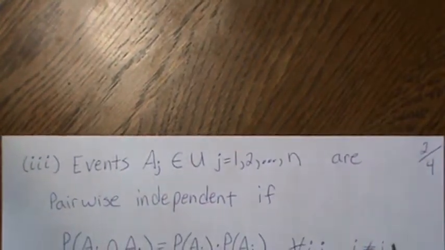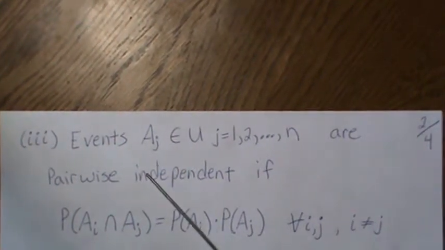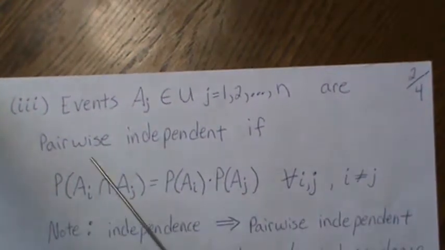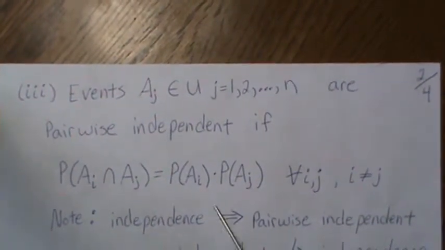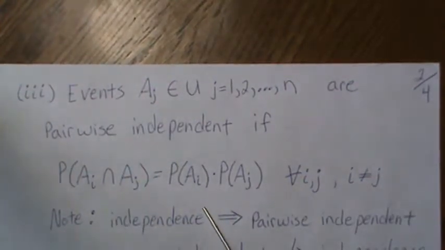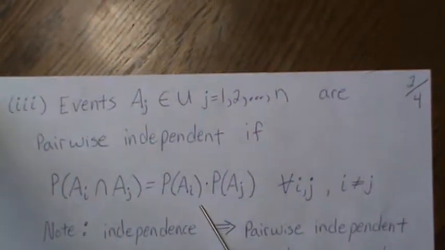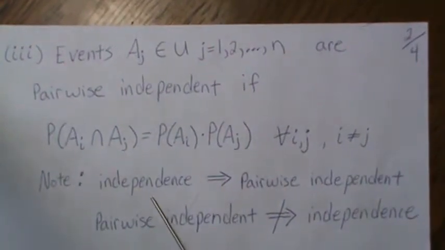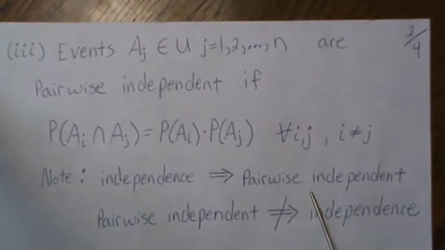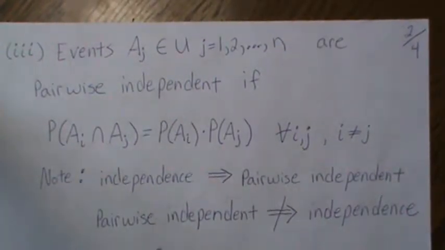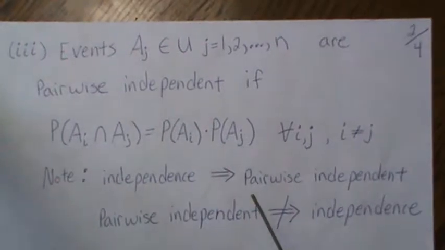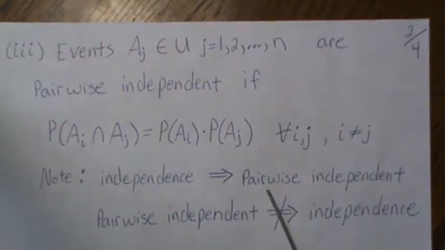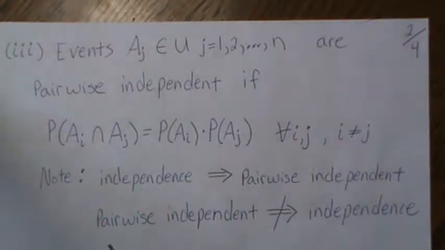So here's another definition. If we have events A_j, they're called pairwise independent if the two-way combinations satisfy this relationship. One note is that independence implies pairwise independence, because if you have n events that are independent, that means all possible combinations satisfy this type of relationship, even the two-way. Well, that means they're pairwise independent. But, and I have a simple, silly example right after this, I'm going to show you that pairwise independence doesn't imply independence.